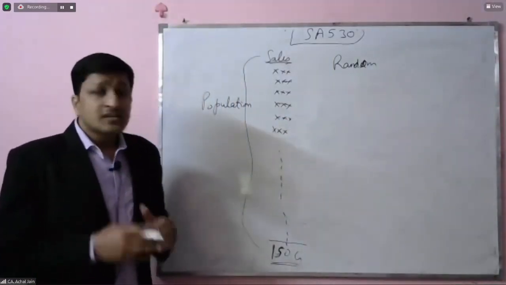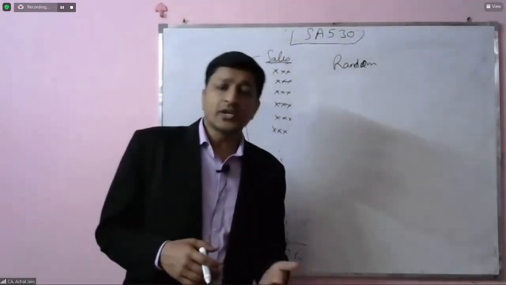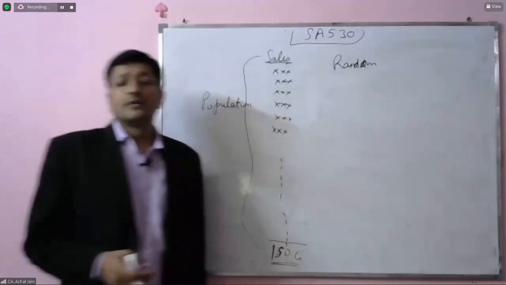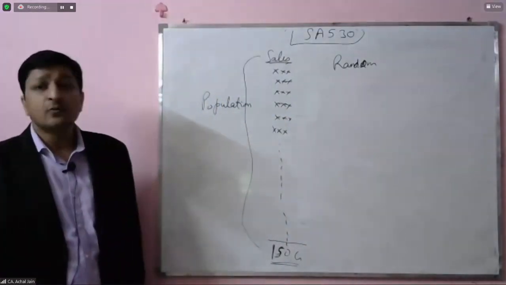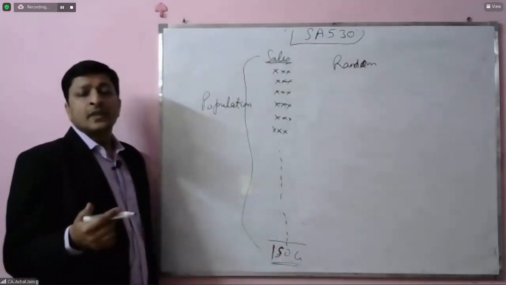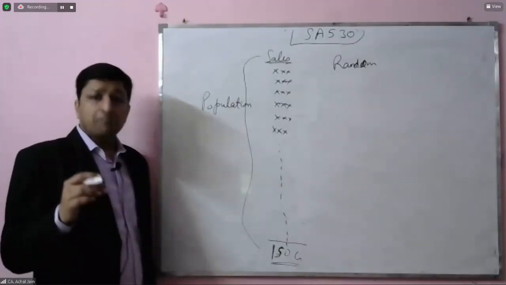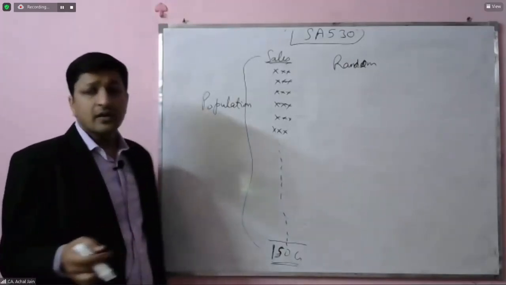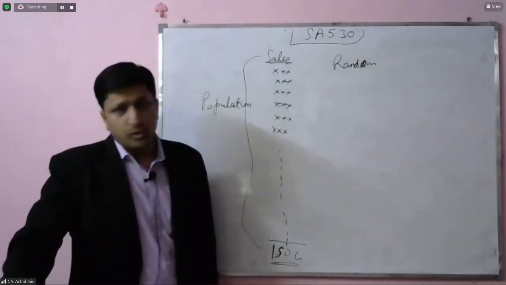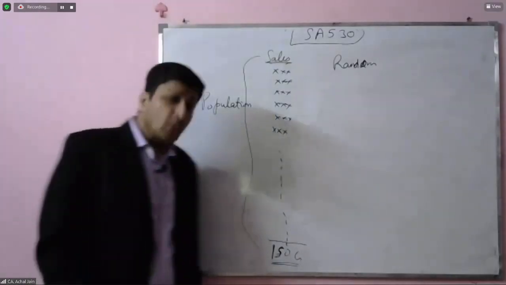And when this is free from bias, it's done in such a manner that each and every transaction, each and every amount is having equal chance of getting selected. Then it is considered to be the sampling technique wherein samples have been picked up and which will give the auditor the comfort that those samples which are picked up are representative of the entire population. Okay, so this is one type of technique or method.